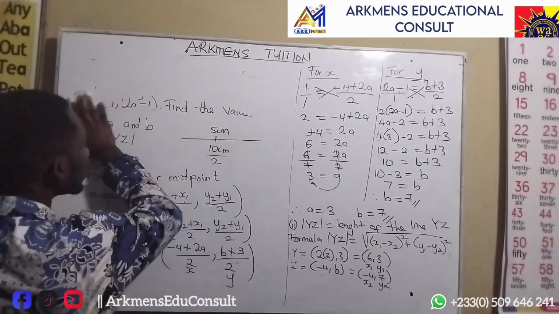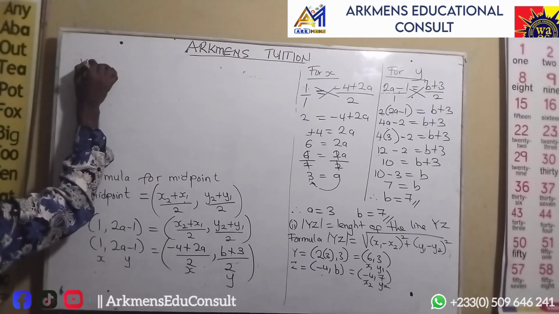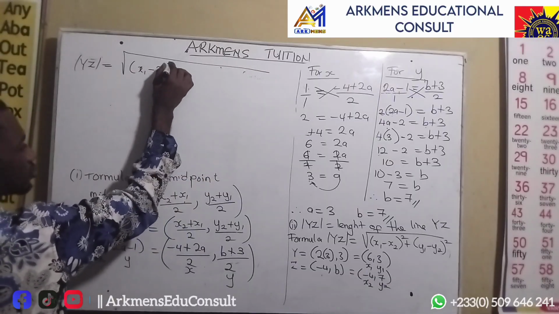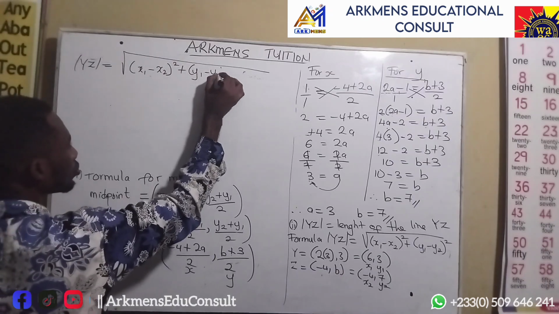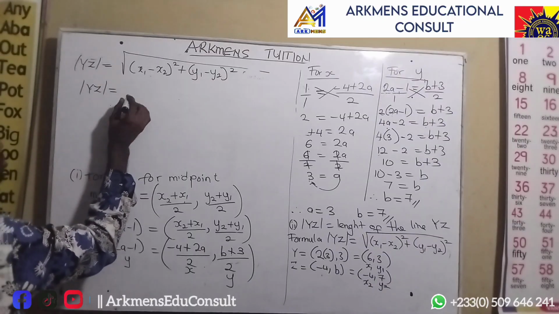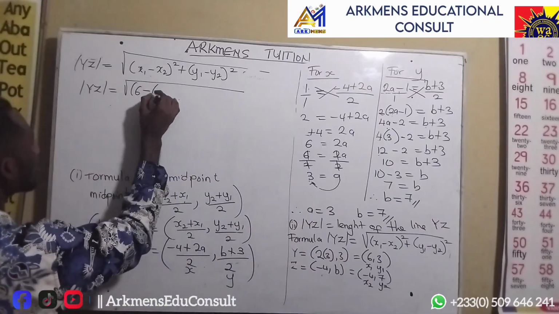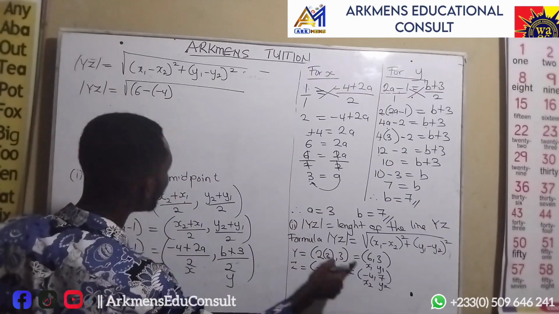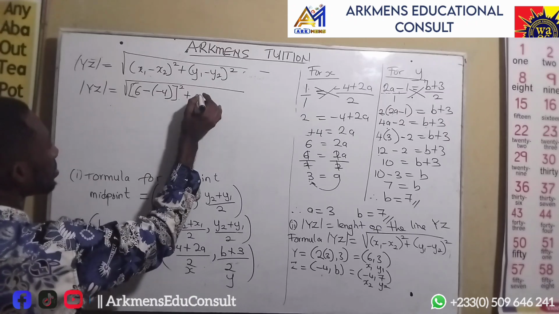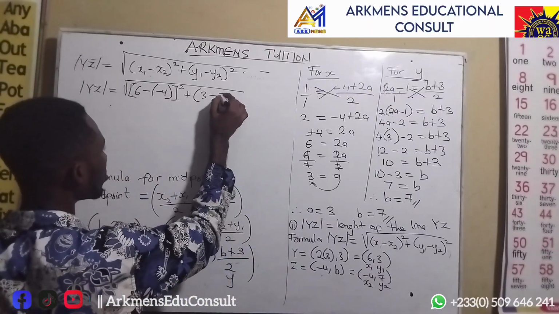Let me clean this place. So this is how we move with it. So now we have our formula, length of the line, YZ is equal to the square root of x1 minus x2 squared plus y1 minus y2 squared. So our YZ is equal to the square root of x1, we have 6 here, minus our x2, we have negative 4, into bracket negative 4. Remember that there was a minus there already, and this one is negative 4. That is why I did it like that. So I have to use bigger brackets. Raised to the power 2, plus my y1, which is 3, minus my y2, which is 7, raised to the power 2.